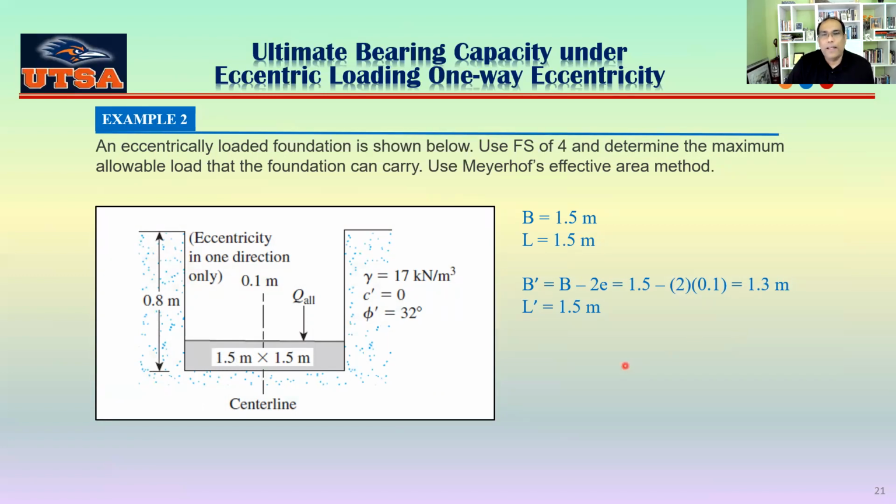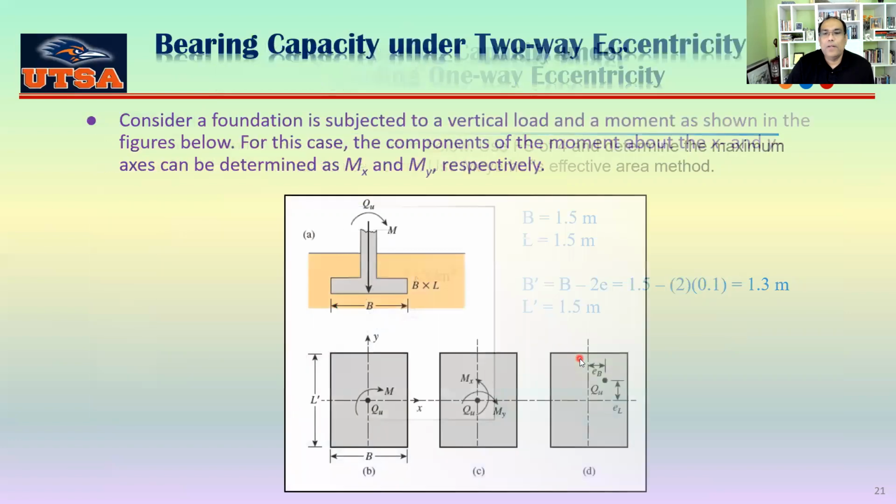So I'm fine. Now I have to use that B prime and L prime to find my shape factors. On the other hand, I'll find my depth factors using the actual B and L. And in the third part of the equation, B will be replaced by B prime. Then we are done.